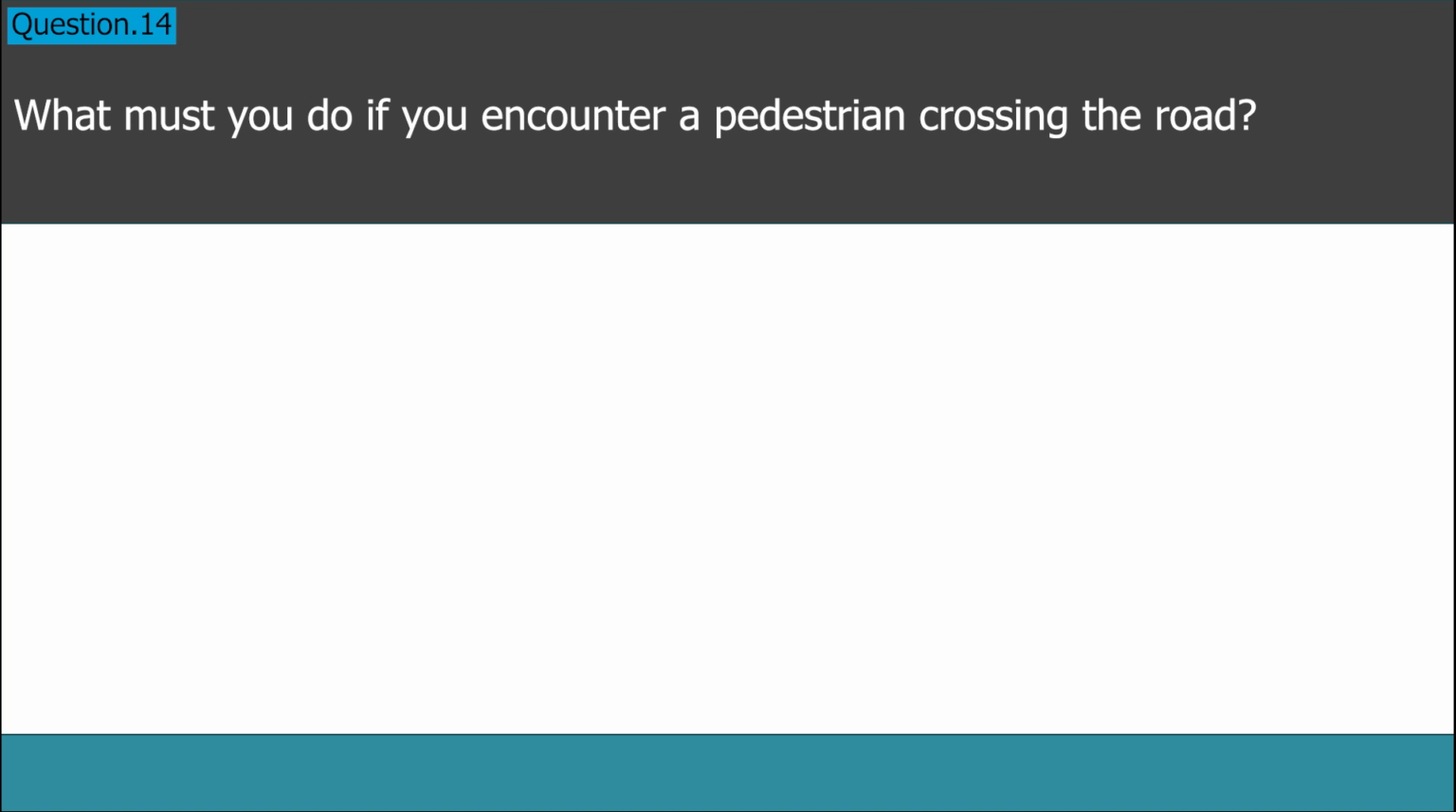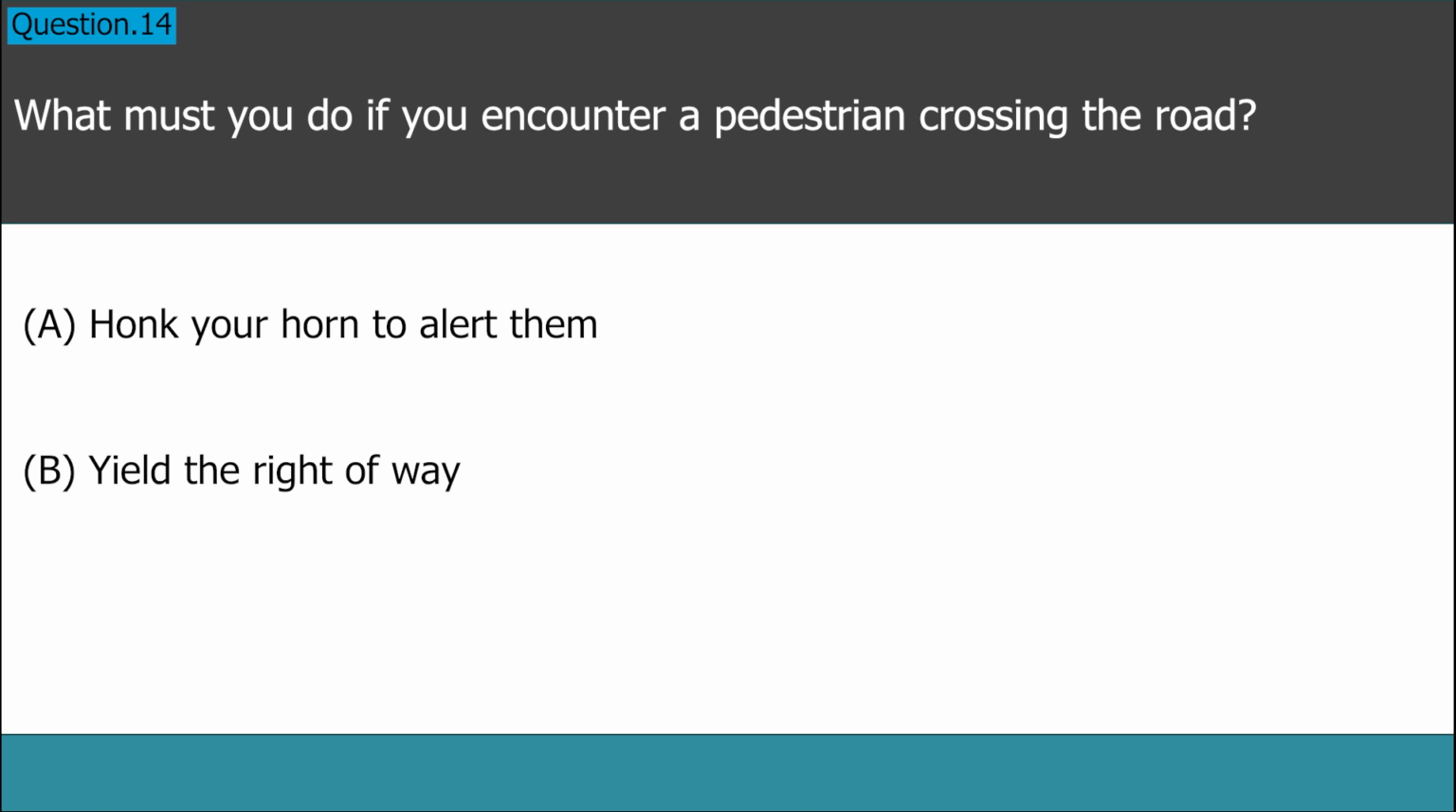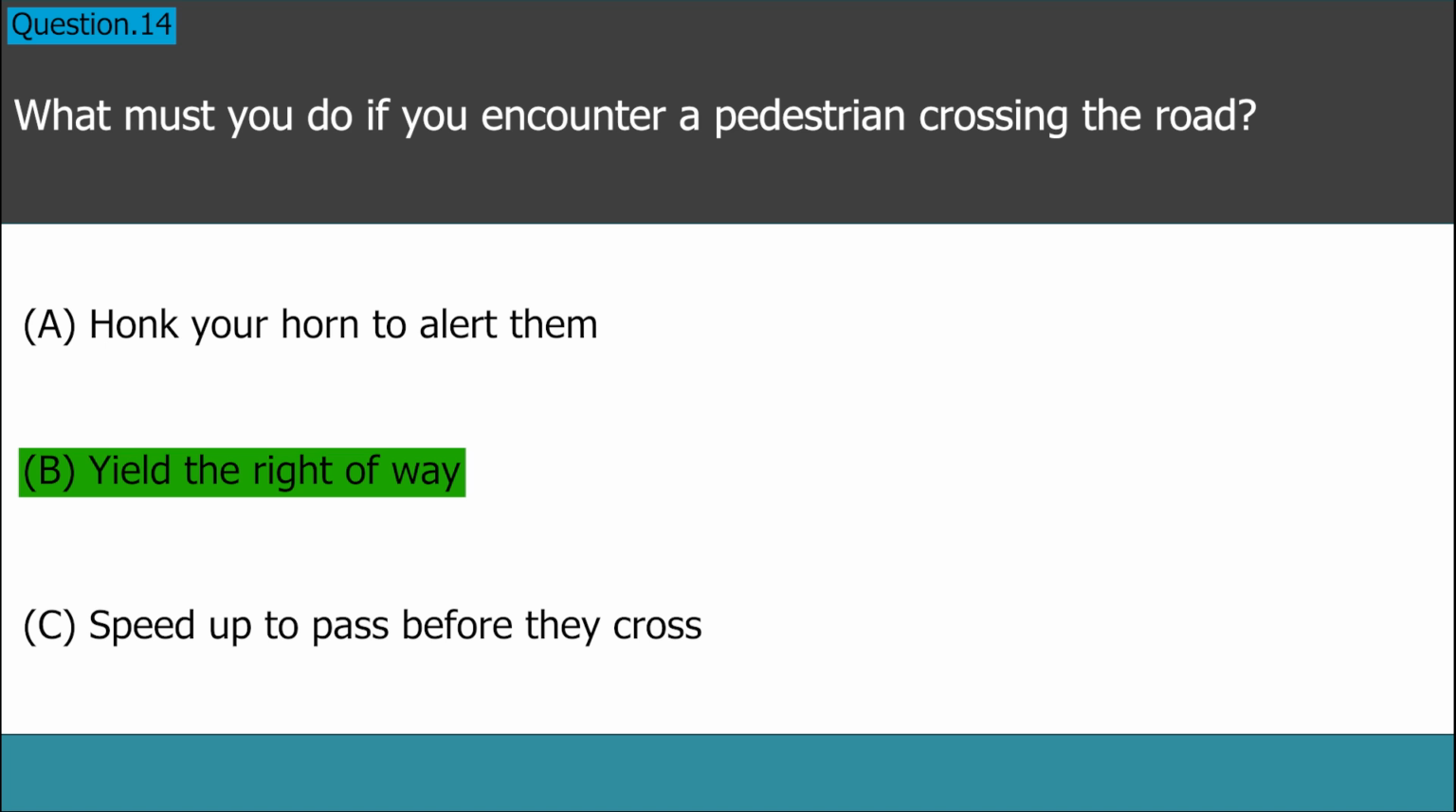What must you do if you encounter a pedestrian crossing the road? A. Honk your horn to alert them. B. Yield the right of way. C. Speed up to pass before they cross. Answer: B. Yield the right of way. Pedestrians always have the right of way at designated crossings.